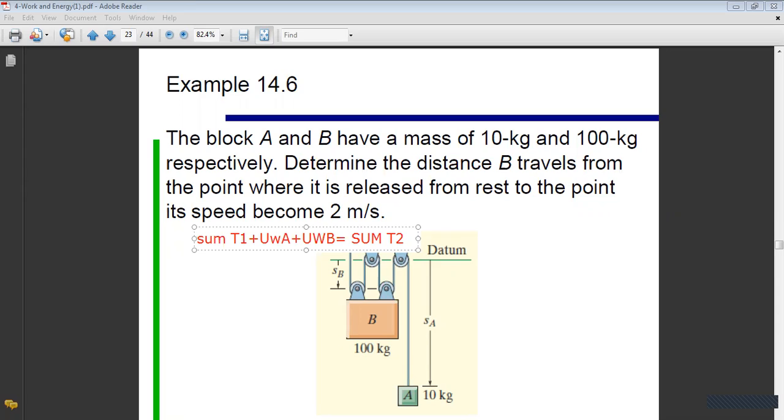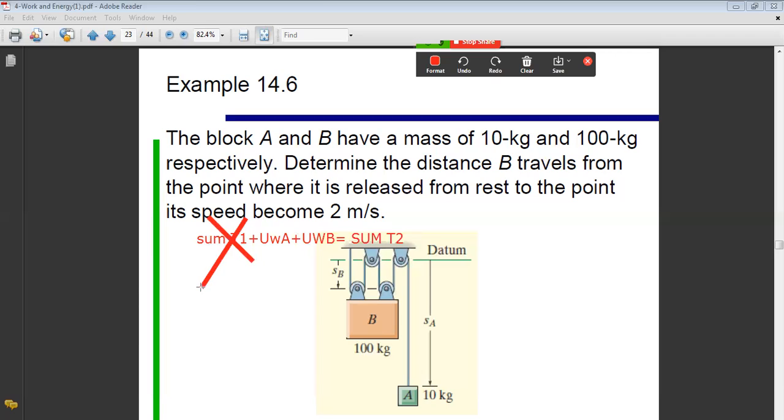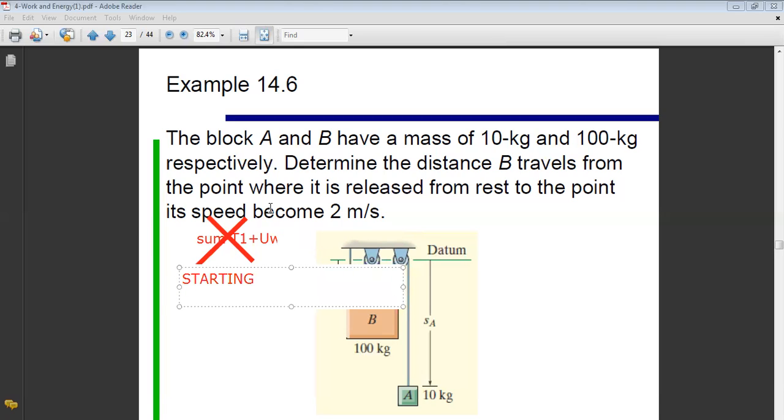Now initially my system starts from rest. As I said, it's released from rest. Because it is released from rest, the summation of T1 is 0 because initial kinetic energies are 0. So this term is 0 since starting from rest. We still have the other terms, the work of the weight of A and the work of the weight of B.